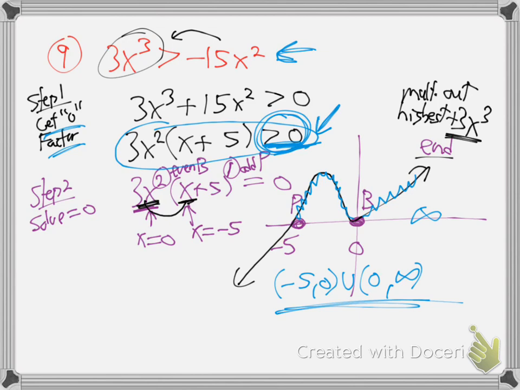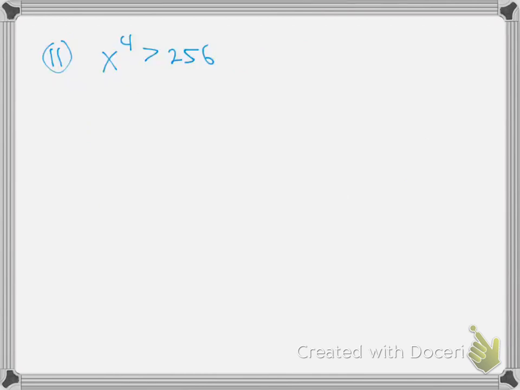Why did I take the positives? Because they said greater than 0. Sometimes I'll say less than 0, and I'll give them the negative. All right. Okay, so try that one.